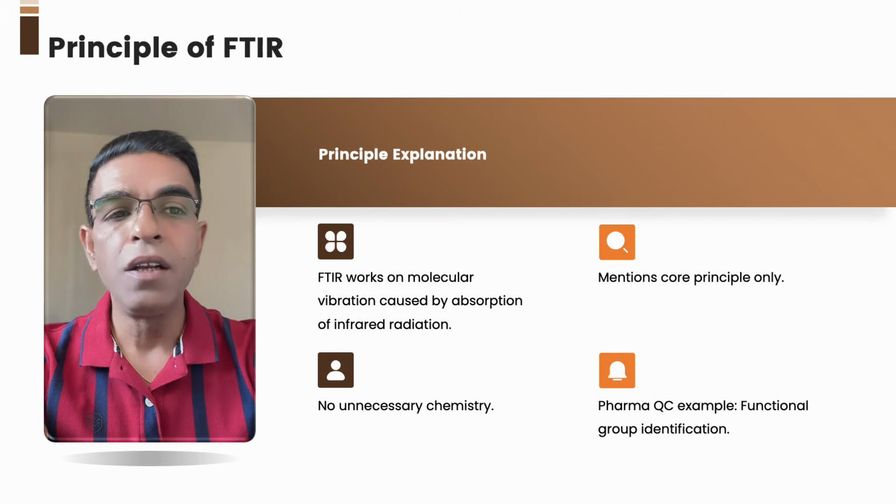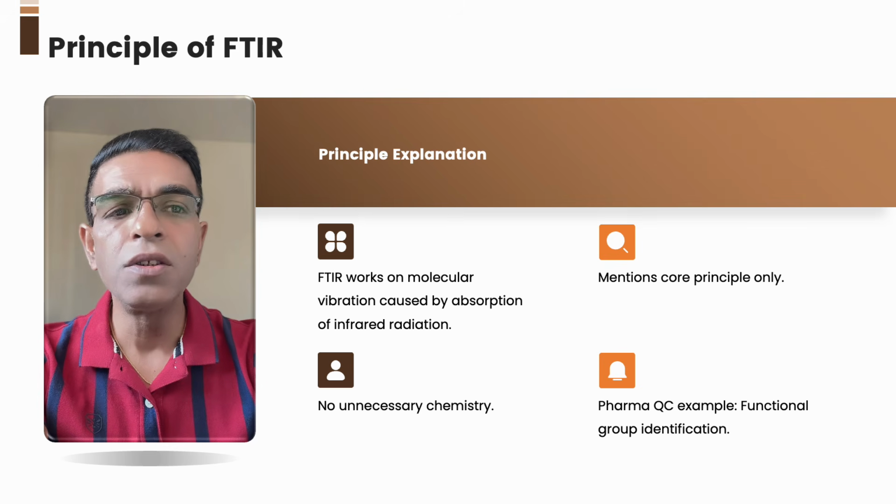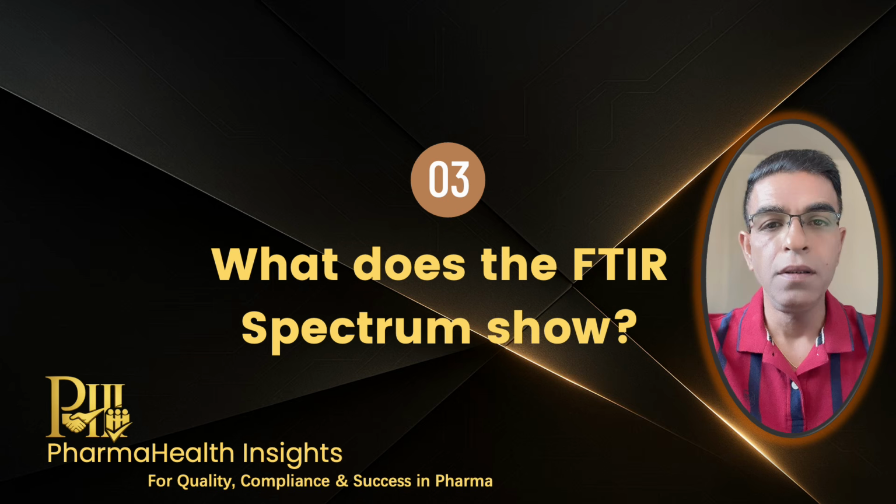Then you can add, now these functional groups vibrate at different frequencies. So each functional group absorbs infrared radiation at a particular wave number." And finally, connect it to pharma. "That's why FTIR becomes so useful in QC, because using this principle, we can easily identify APIs, excipients, and confirm raw materials." That's it. Simple, clear, and very interview friendly. Now the interviewer knows that you know the concept, not only the definition.